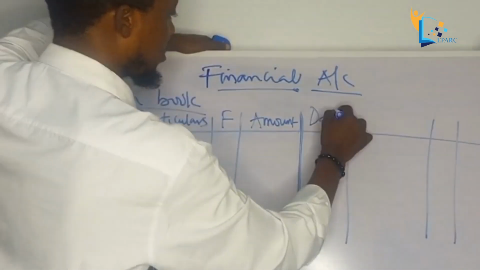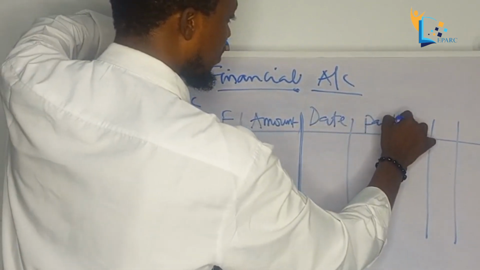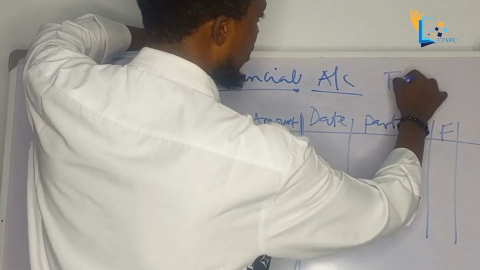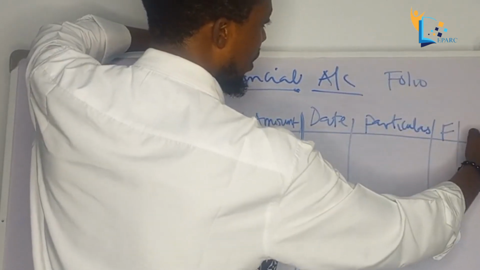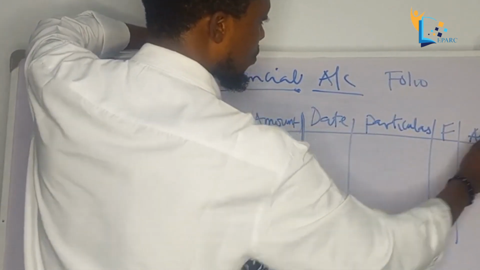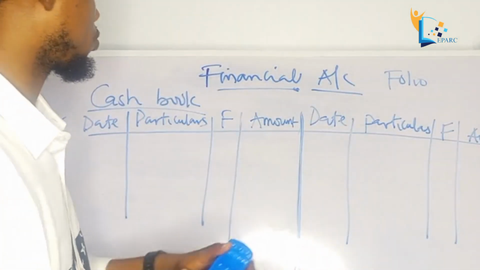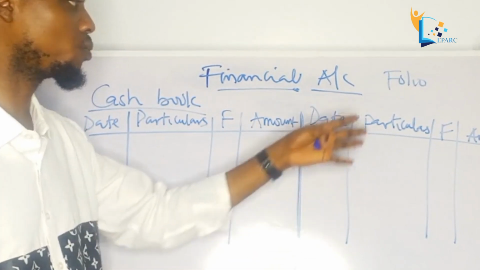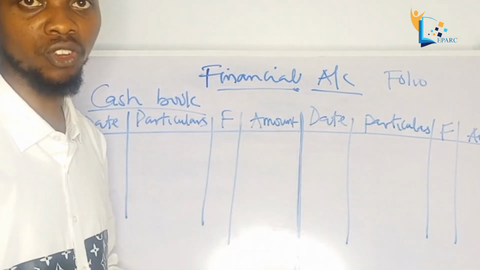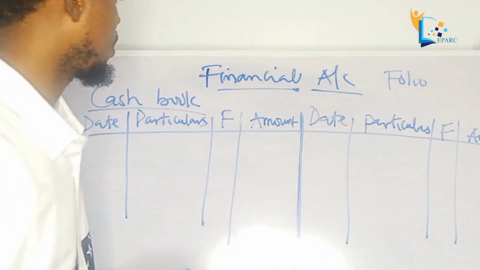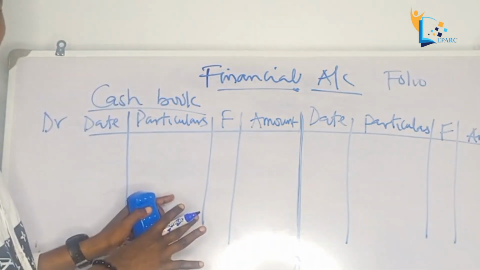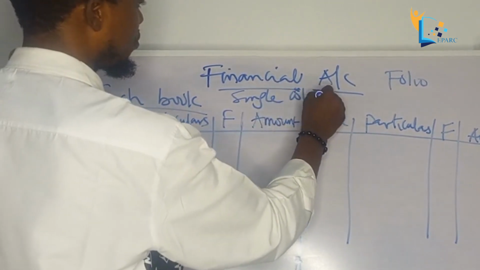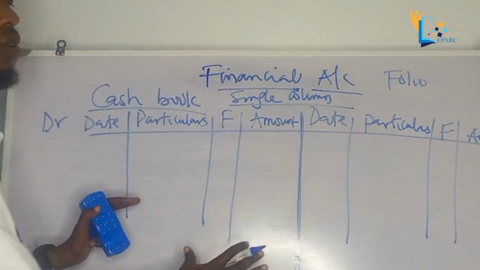So the same thing here: the dates, the particulars, folio, spelled F-O-L-I-O, and amounts. Folio is simply a reference page of a ledger. The cash book is a ledger, so it's just a reference page where you make references for some transactions that are unique. All right, so this is the format for the single column cash book.